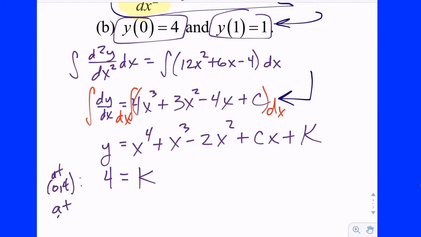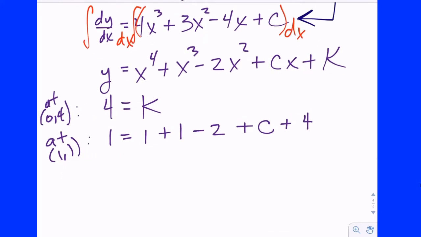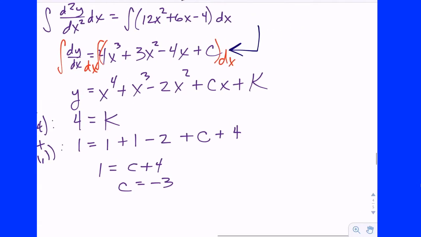And now we can say at the point (1, 1), we get 1 equals 1 plus 1 minus 2 plus c times 1 is c plus our newly discovered value of k, which is 4. Now we have one equation with one unknown. Good things happen. We get 1 equals, that's 2 minus 2, that's c plus 4. So c equals negative 3. Are we done? If we box up our k and we box up our c, are we done?